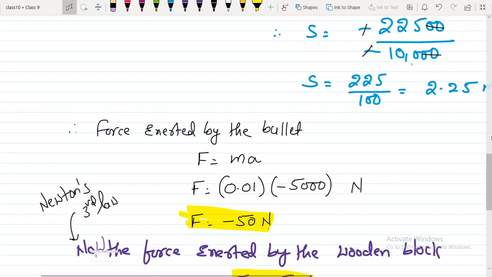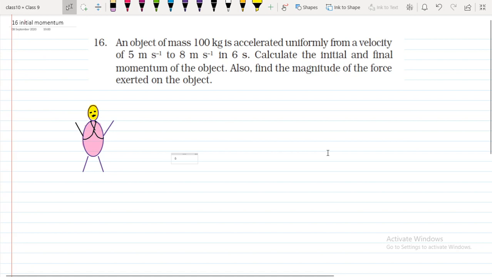Let's try one more problem. An object of mass 100 kg is accelerated uniformly from a velocity 5 meter per second to 8 meter per second in 6 seconds. Calculate the initial and final momentum of the object. Also find the magnitude of the force exerted on the object.